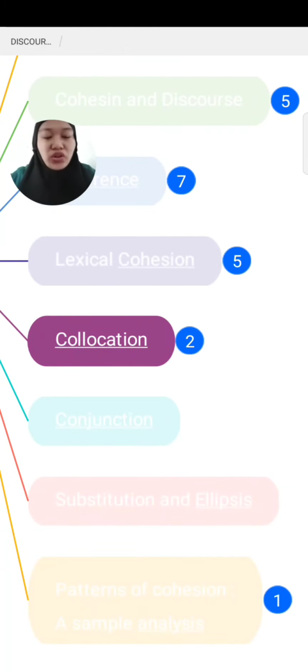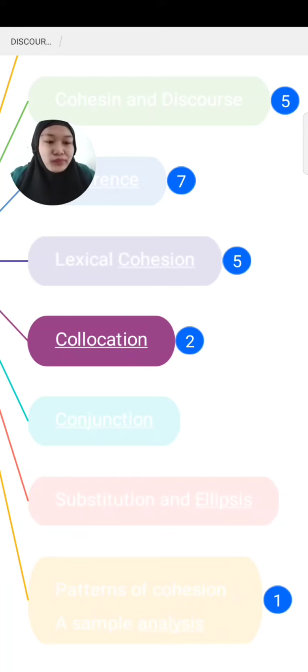Next is collocation. What is collocation? Collocations are words that have almost the same meaning. There are various collocations from the combination of nouns, verbs, adjectives, adverbs, and prepositions that make up them. Some of which are noun plus noun. Example, a cup of tea.